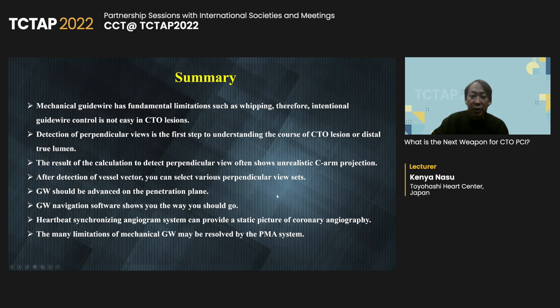So after detection of the vessel vector, you can select the various perpendicular view sets, like an oblique view. So the guide wire should be advanced on the penetration plane. The guide wire navigation software shows you the way you should go. So the heartbeat synchronized angiogram system can provide a static picture of the coronary angiography. And I believe the main limitation of the mechanical guide wire may be resolved by the plasma mediated ablation system. Thank you for your attention. Thank you very much.